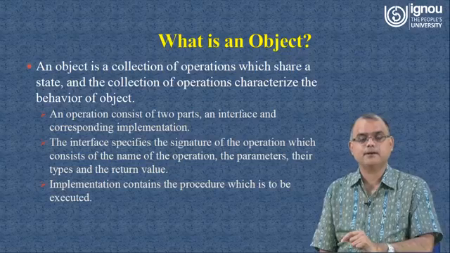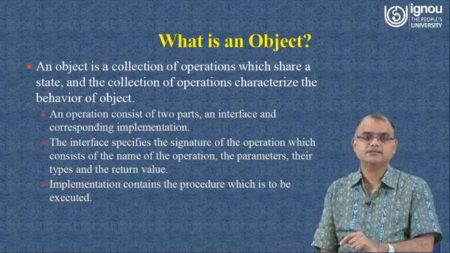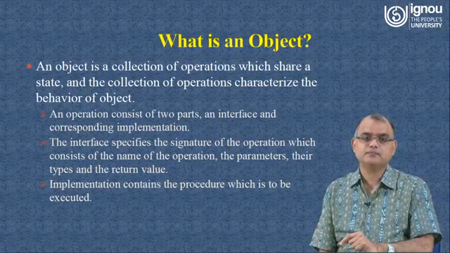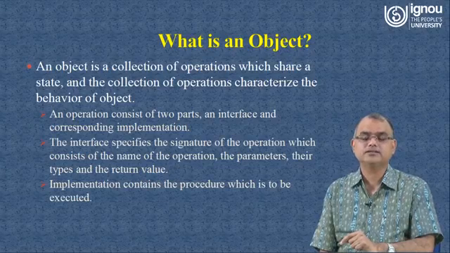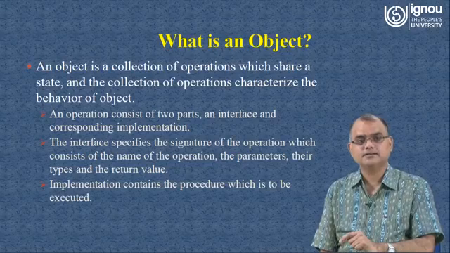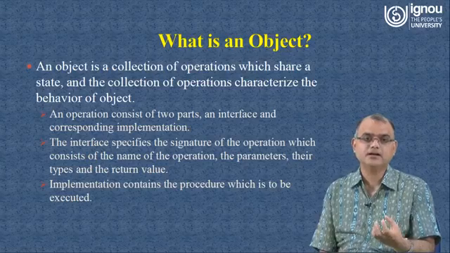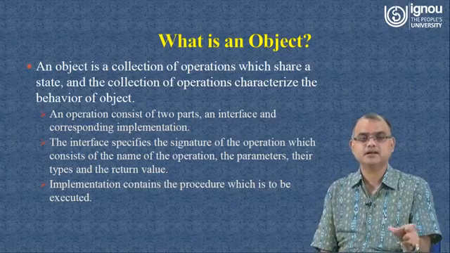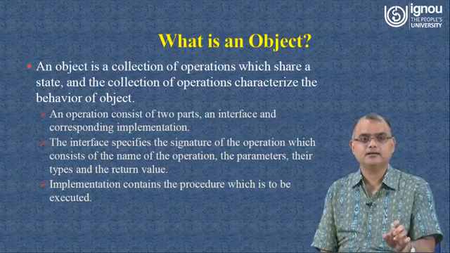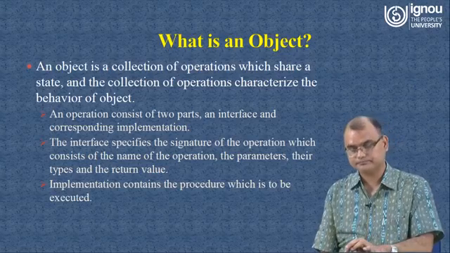an object is a collection of operations which share a state, and collection of operations characterize the behavior of object. An operation consists of two parts, an interface and correlated implementation. And interface specifies the signature of operation. As I told, just try to understand it as a method. So it is having the specific signature or prototype and the parameter and then return value, obviously if it is returning something, and the implementation inside that particular.